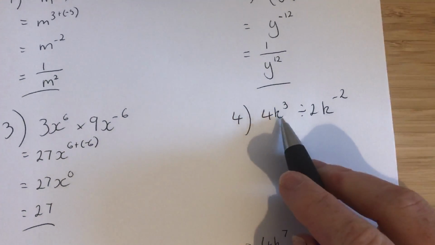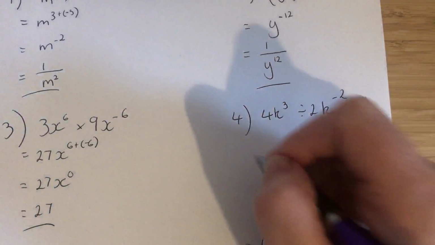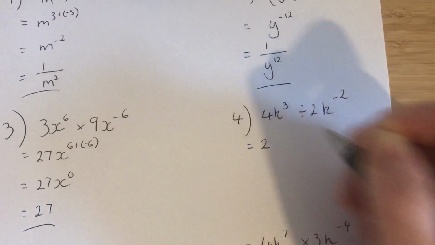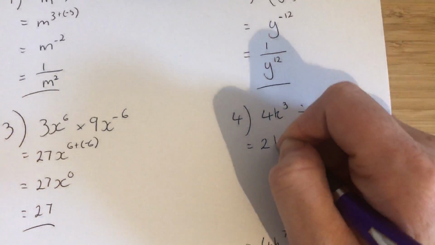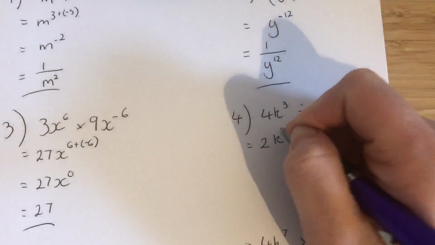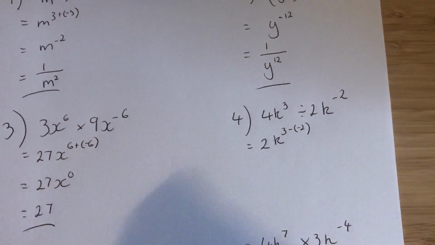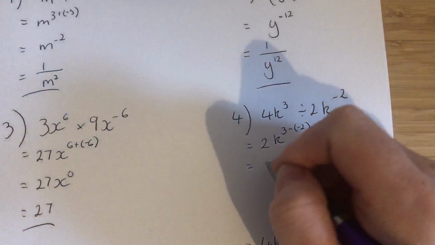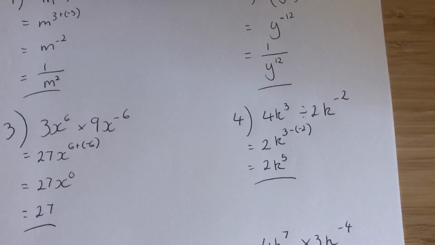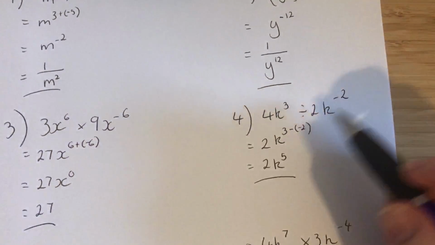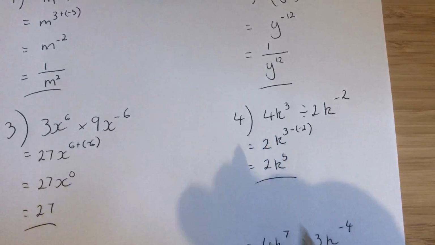Right, now 4k cubed divided by 2k to the power of negative 2. So you divide the numbers first. So 4 divided by 2 is 2. k cubed divided by k to the power of minus 2. If we're dividing, then we subtract the powers. So 3 minus negative 2. And so for this one, that ends up as 2k, and you add them together, that becomes 2k to the power of 5. So just be careful when you're using negative powers and you're doing a division that you don't accidentally subtract 3 minus 2. That becomes 5.